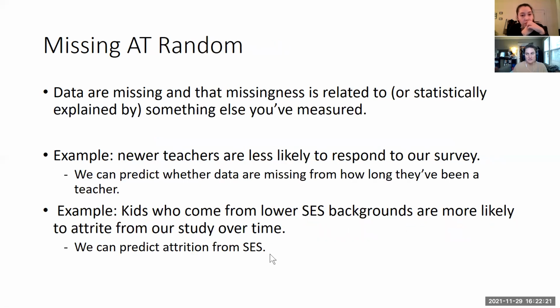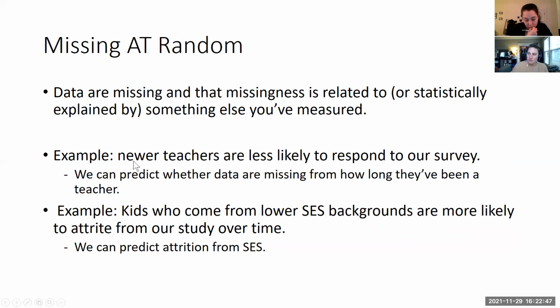Now the next one is defined as missing at random. Missing at random is when the data are missing, but that missingness, the fact that it's missing, is related to something else that you have measured. So it can be explained by some other thing that you have measured in your data or in your study.